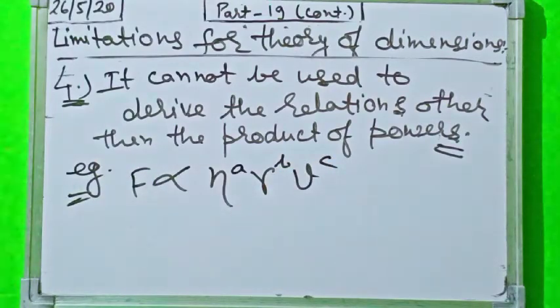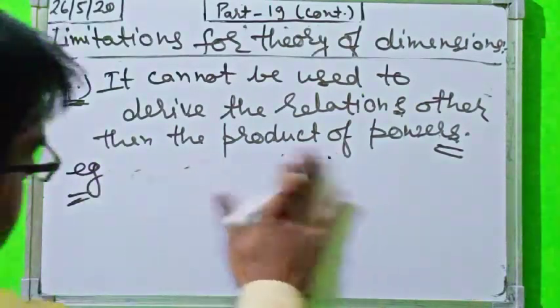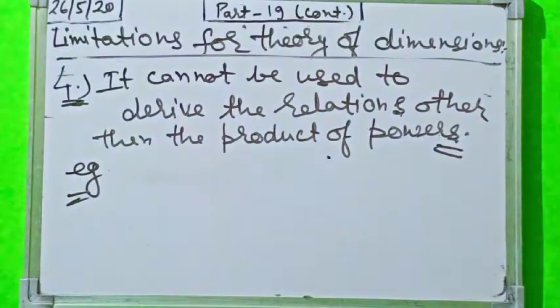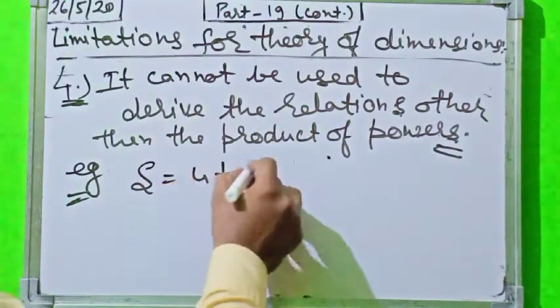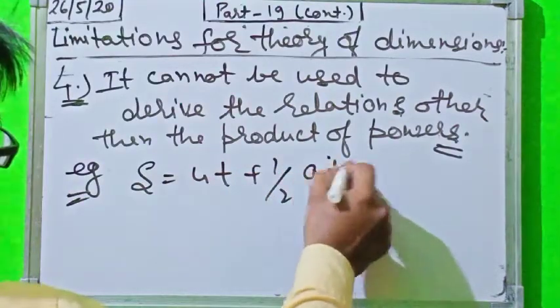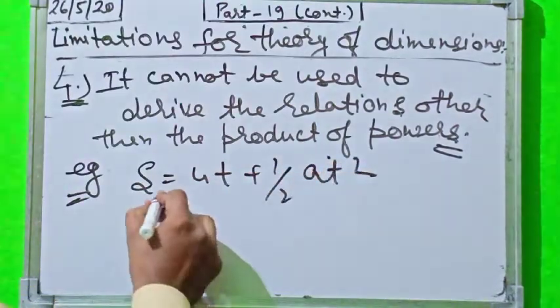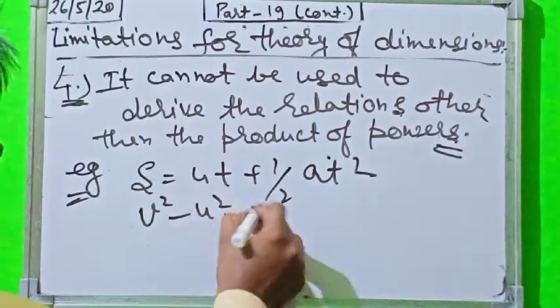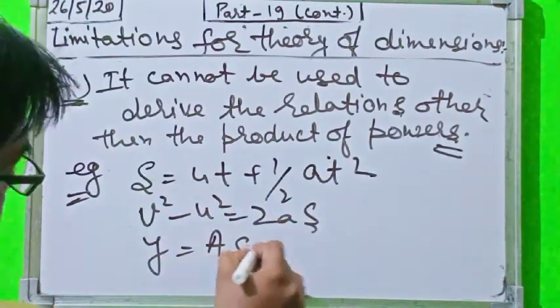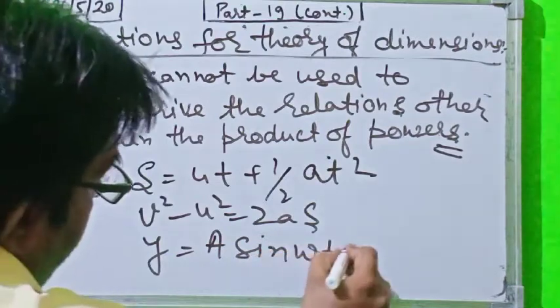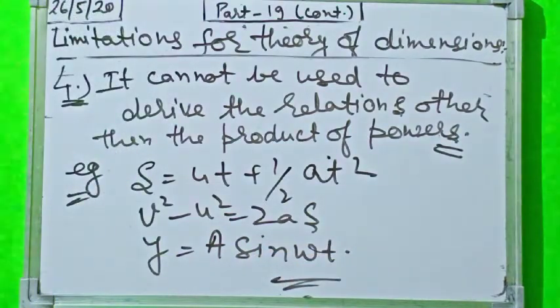Then derive. But suppose there is the case when the formula is like s is equal to ut plus half at square, or v square minus u square is equal to 2as, or y is equal to a sine omega t. In this case, by the help of dimension, you cannot derive the relation among the physical quantities.